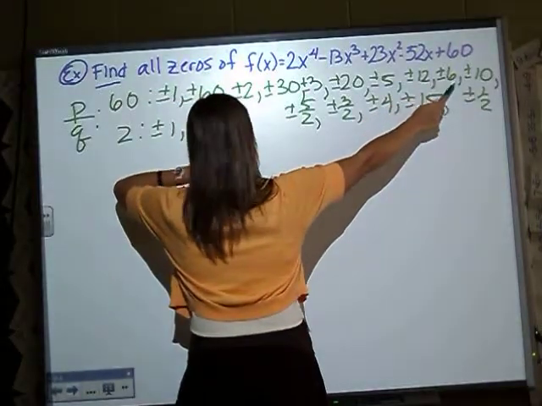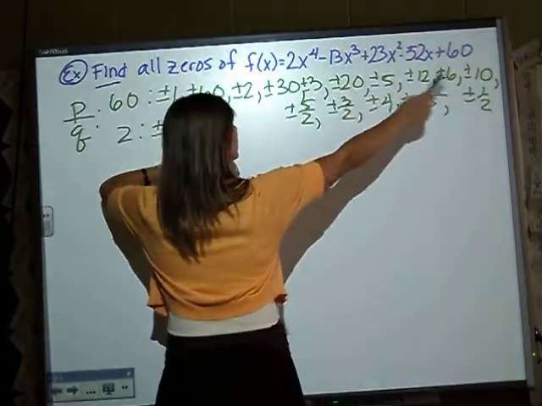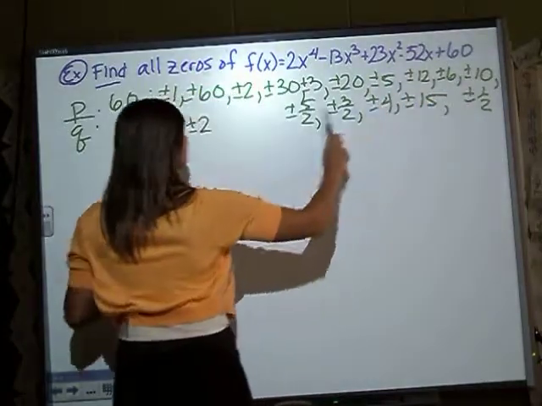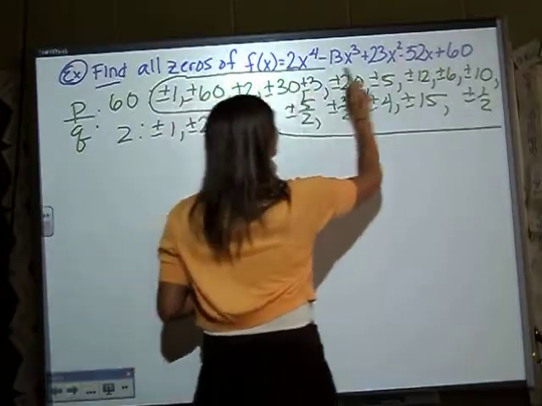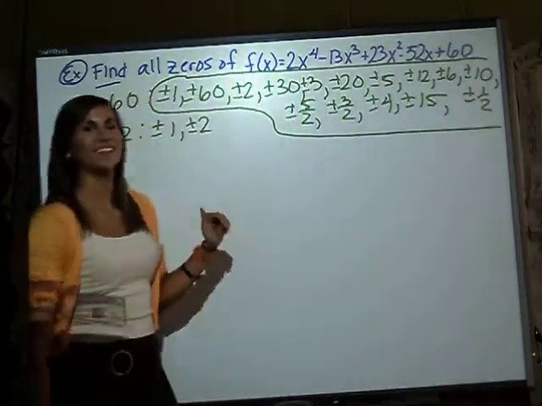12 divided by 2 is 6. 6 divided by 2 is 3. 10 divided by 2 is 5. Okay, so those are all of our possibilities.